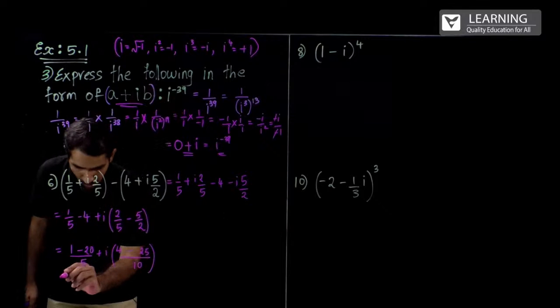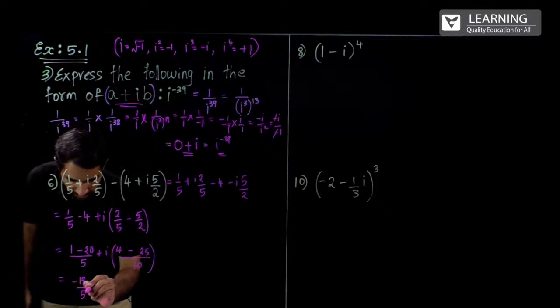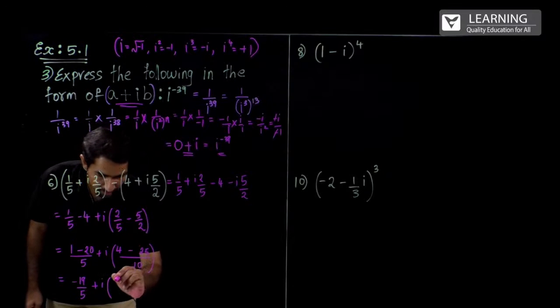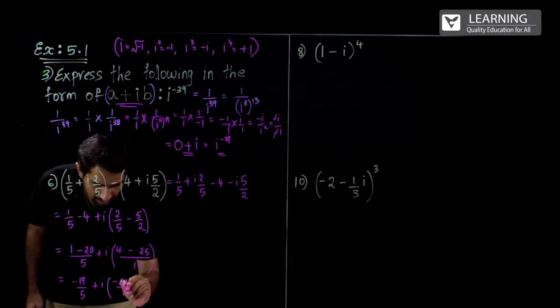So 1 minus 20 is minus 19 by 5, plus i of 4 minus 25, so it will become minus 21 by 10.